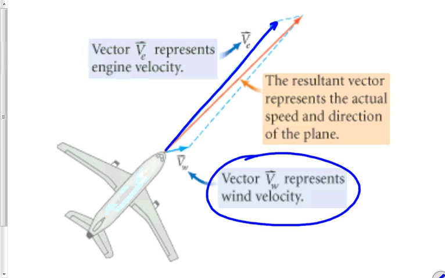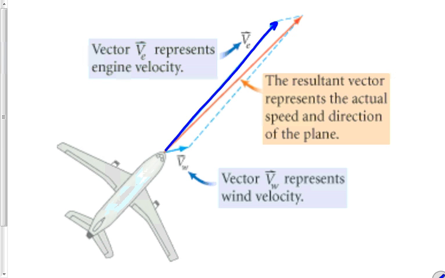Vector v sub w represents wind velocity. Okay, so we're flying along in a plane, and there's also wind currents up in the air. And those wind currents could be pushing the plane left or right. Well, in this case, the wind is coming from the left and pushing the plane in this direction with this magnitude. Now notice that the vector for the wind is much shorter than the vector for the engines. That's because the engines are producing a much greater force. So its vector is much longer, right? That's how we identify the magnitude of a vector, by the length of the ray.